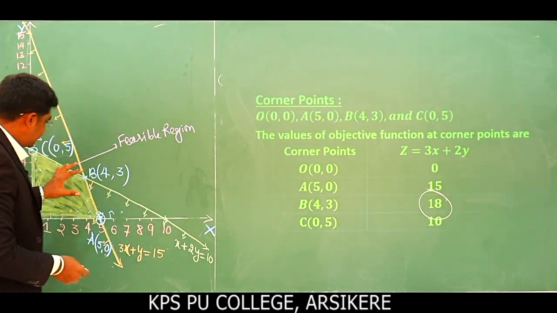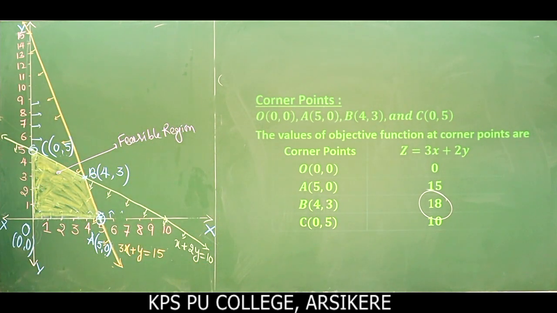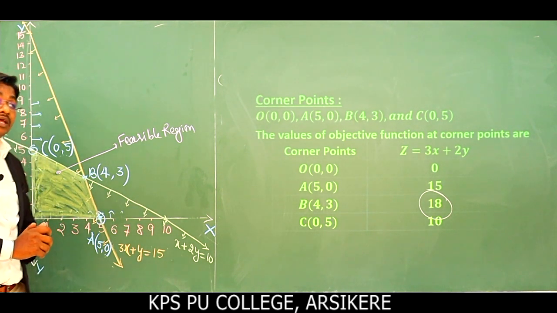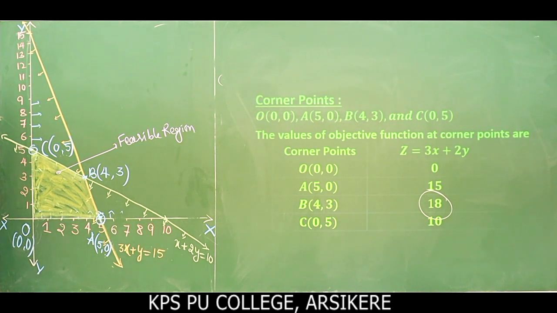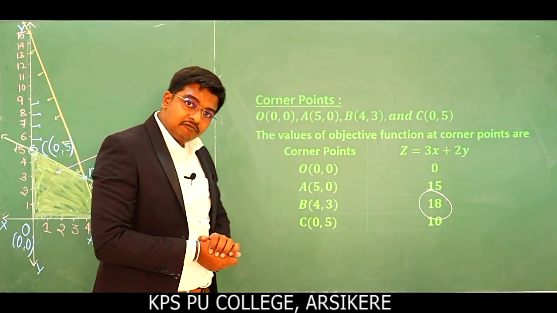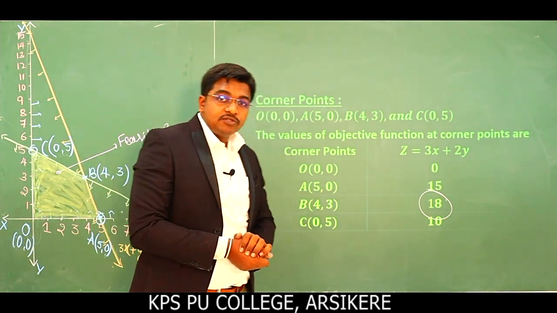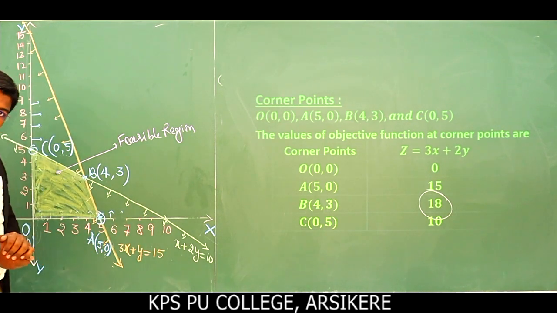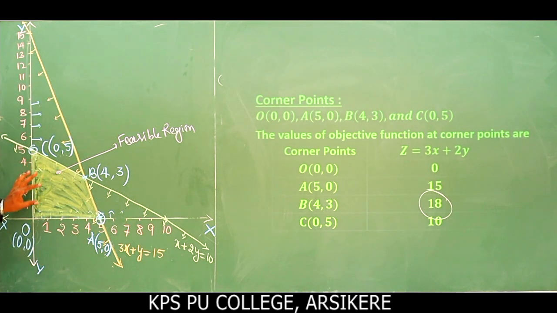Now look at the feasible region. The feasible region here is bounded. From theorem number 2, which was told to you in the last class, what does theorem number 2 say? When the region is bounded, the least value of the objective function becomes the minimum value and the largest value of the objective function becomes the maximum value. So the feasible region here is bounded.